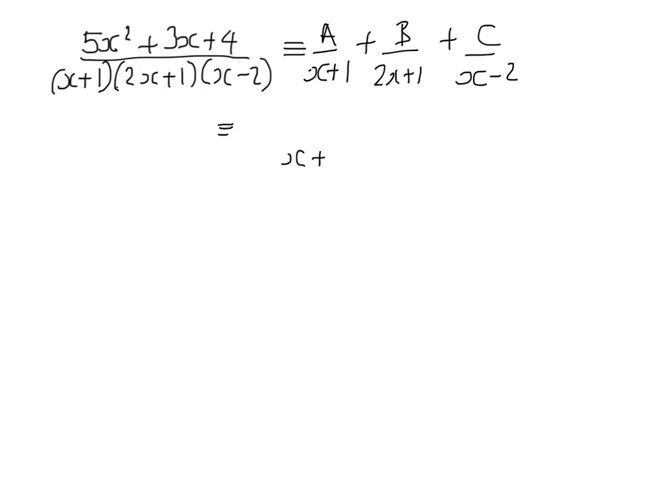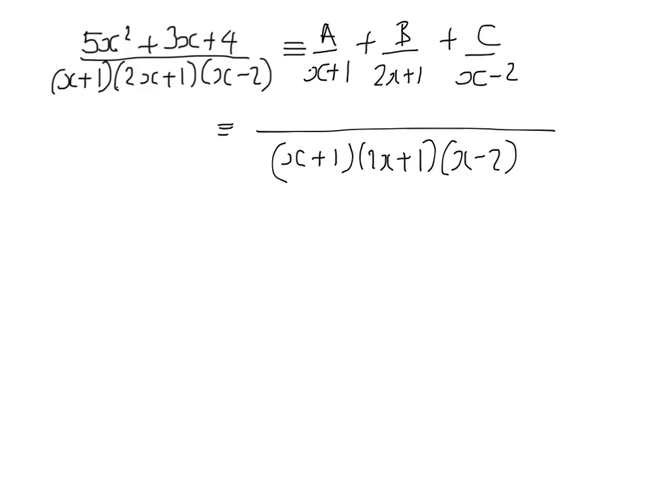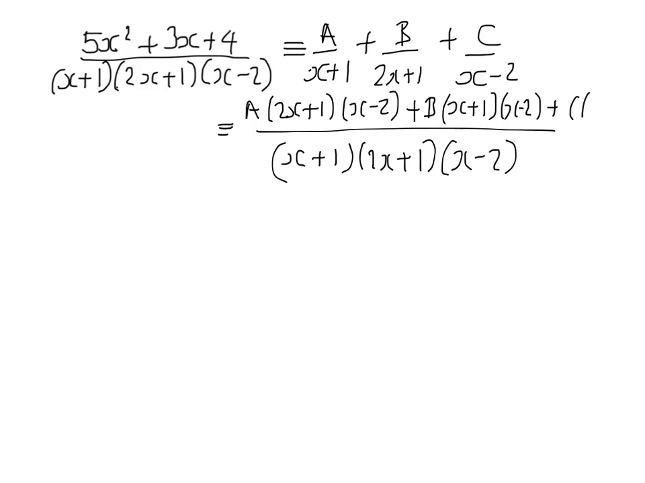So we want the denominator to be the same as the left-hand side. And then we need to multiply each term by whatever wasn't in its original denominator. So a is going to be multiplied by 2x plus 1, x minus 2. b multiplied by x plus 1, x minus 2. And c by x plus 1, 2x plus 1.